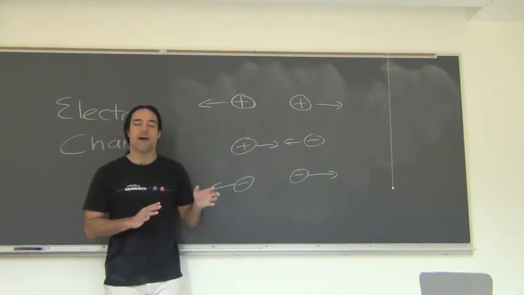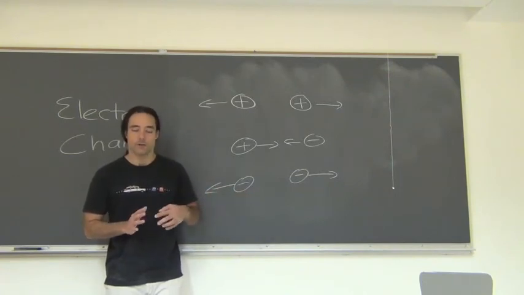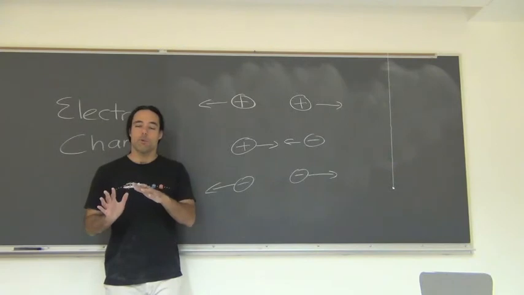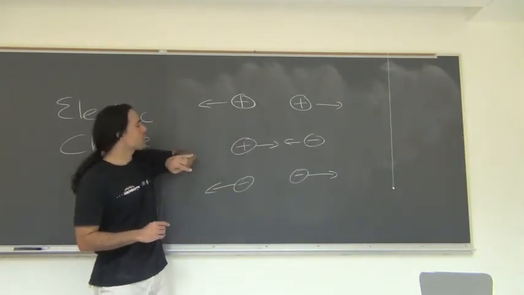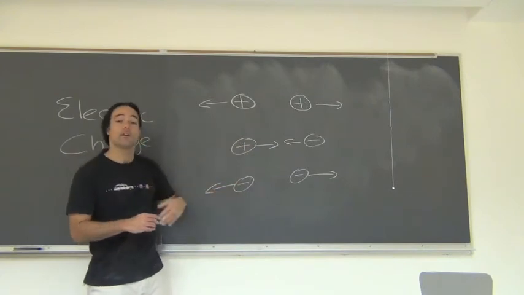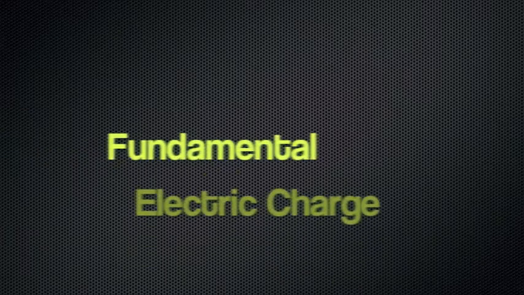And it kind of makes the math a little bit weird because current is defined as the flow of positive charge. We'll talk about that more in a bit, but for now, what you want to remember is that there's two types of charges, one positive, one negative, and that like charges repel and opposite charges attract.